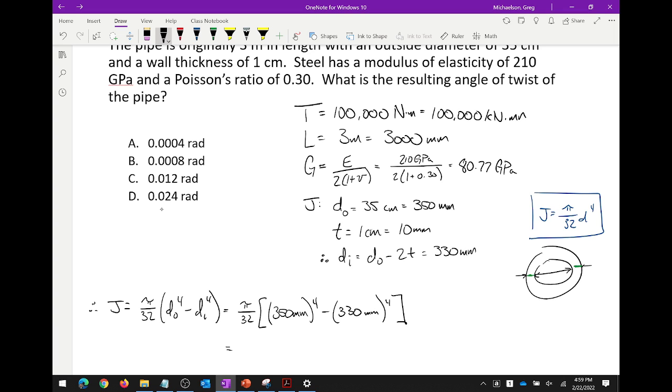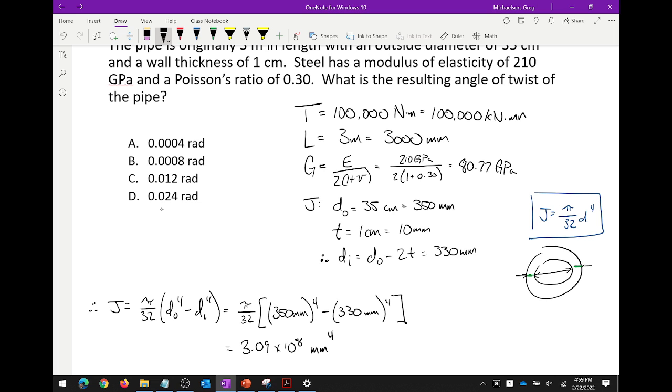3.09 times 10 to the 8th millimeters quadrupled. Millimeters, that wouldn't even be quadrupled. It's 2 to the 4th. Yeah. Quadrupled is times 4.